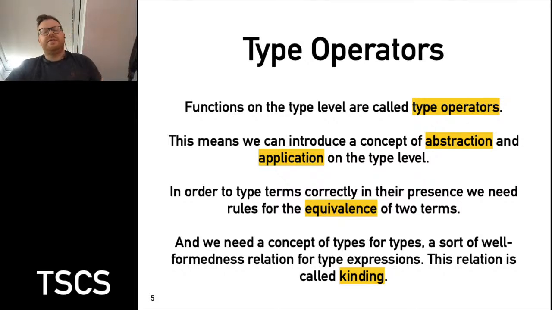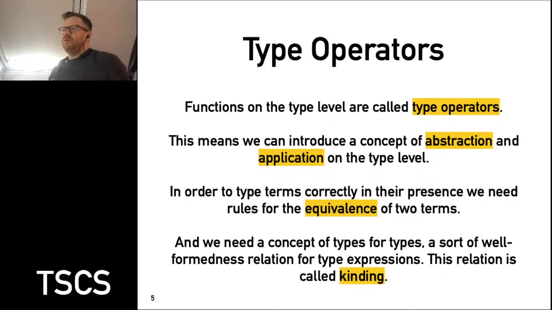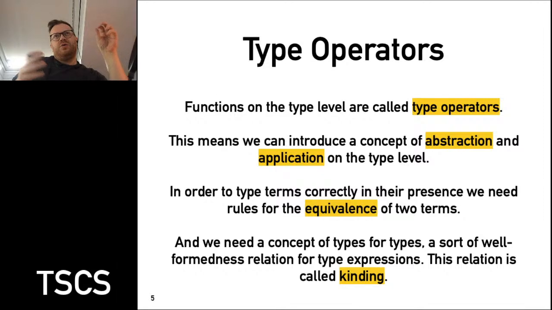So when we have them and when we introduce them to our language, that means we can introduce the concept of abstraction and application in the lambda calculus also on the type level. So we can make computations that again result in types, not in terms, which is totally neat. And we will see why that is the case in the next couple of slides.